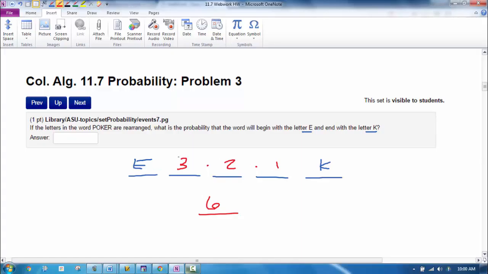Now out of the total would be, if you start over with the total, you'd have 5 to choose from here, 4 to choose from, then 3, then 2, then 1, so that'd be 5 factorial. So there's my answer, 6 over 5 factorial, which is 0.05 if you do that in the calculator.